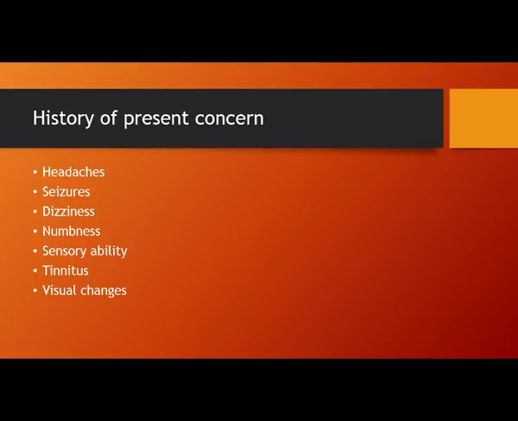Seizures, you'd want to know what type of seizures. Some people can tell you their type, but if they can't, then you'd ask them, do you lose consciousness when you have a seizure? Do you lose control of your bladder? Do you have a sensation that lets you know you're going to have a seizure? Those kinds of questions.